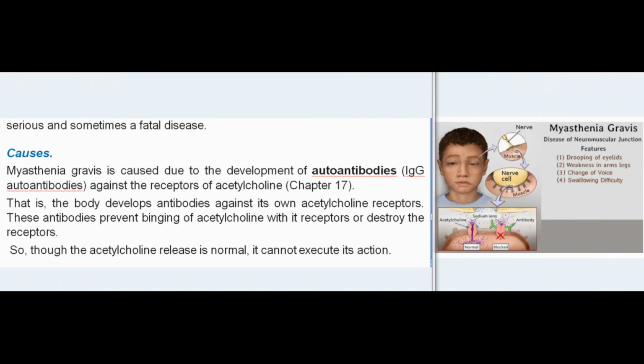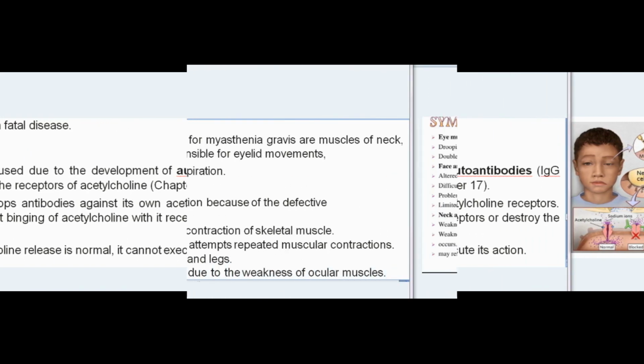Causes. Myasthenia gravis is caused due to the development of autoantibodies, IgG autoantibodies, against the receptors of acetylcholine, chapter 17. That is, the body develops antibodies against its own acetylcholine receptors. These antibodies prevent binding of acetylcholine with its receptors or destroy the receptors. So, though the acetylcholine release is normal, it cannot execute its action.